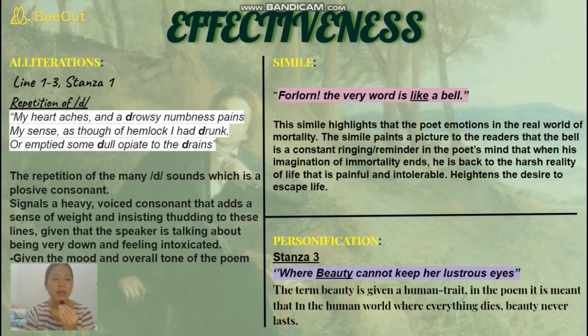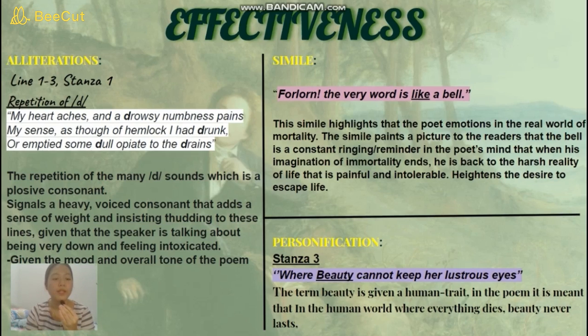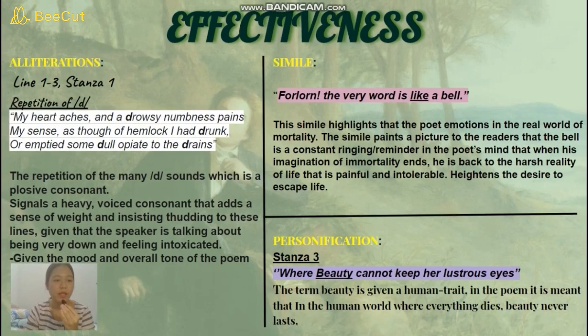For an example, I took lines 1 to 3, stanza 1, the repetition of the letter D. Quoted, "my heart aches and a drowsy numbness pains my sense, as though of hemlock I had drunk, or emptied some dull opiate to the drains." The repetition of the many D sounds could be found in these lines. It signals a heavy voiced consonant that adds a sense of weight and a thudding to these lines.